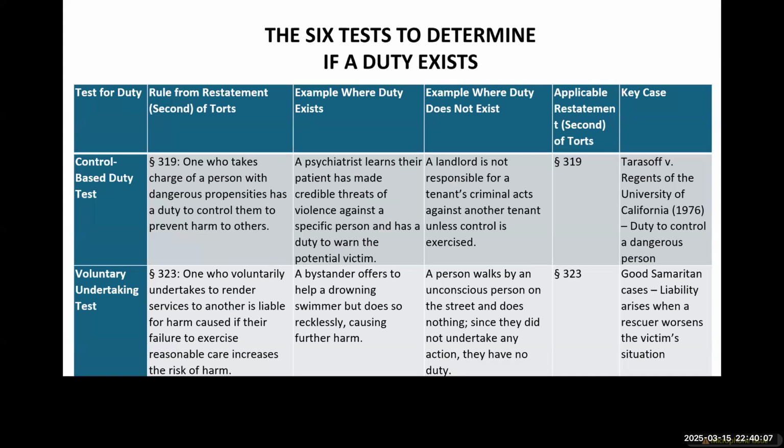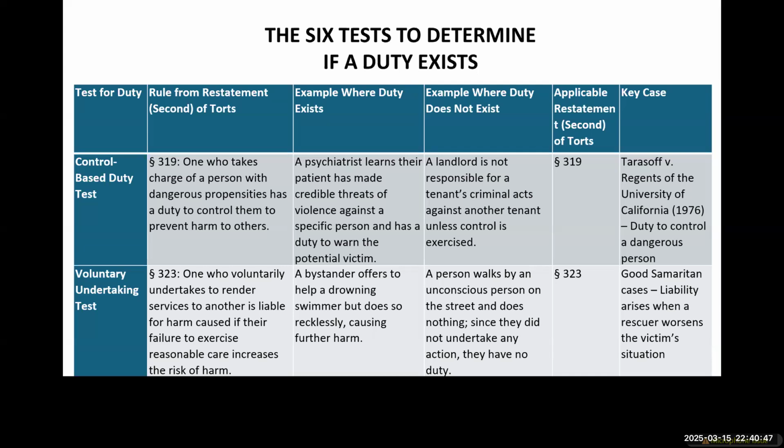Number 5, that is the control-based duty test. The control-based duty test. That's Restatement Second of Torts, Section 319. And it says, one who takes charge of a third person whom he knows or should know to be likely to cause bodily harm to others if they're not controlled is under a duty to exercise reasonable care to actually control the third person to prevent him from doing such harm.